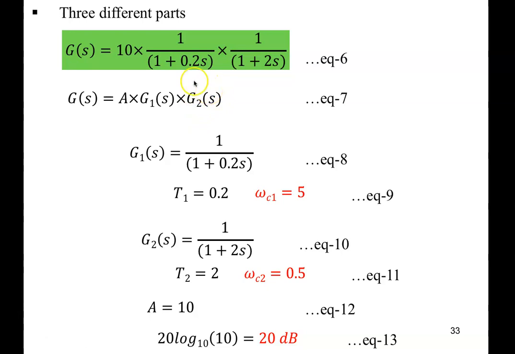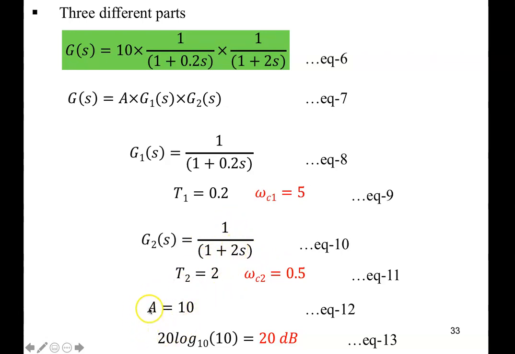Okay, so for G1, which is 1 over 1 plus 0.2s, the coefficient of s is my time constant. Therefore, inverse of 0.2 is 5. 5 is my corner frequency. So for G1, I have omega C1 equals 5. That's my corner frequency. For the second part, G2 equals 1 over 1 plus 2s. Time constant is 2. Inverse of that is 0.5. Okay, so therefore my second corner frequency is 0.5. That is the corner frequency for G2.